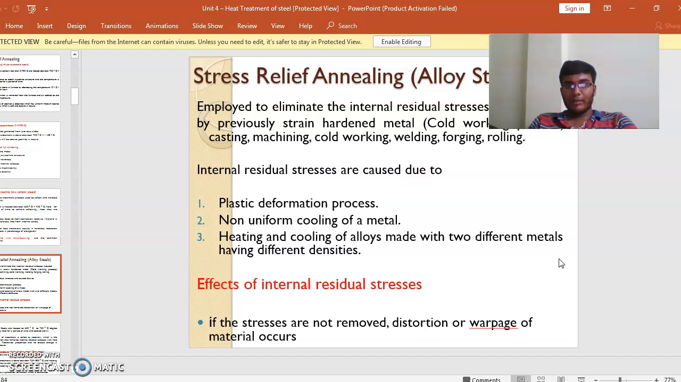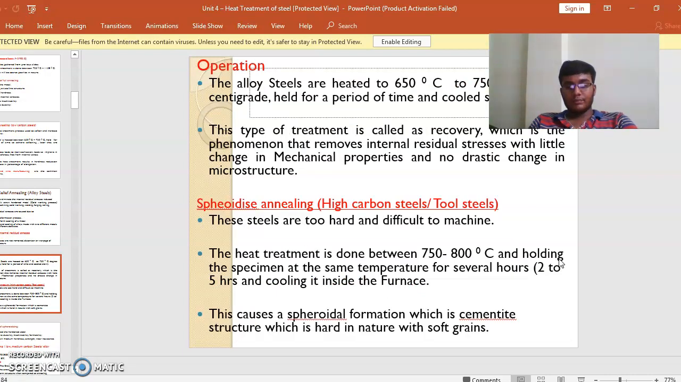The internal stresses of the metal can arise from plastic deformation, non-uniform cooling of the metal, and heating and cooling of alloys made with two different metals having different densities. Effects of internal residual stresses: if the stresses are not removed, distortion or warpage of the metal occurs. That is, warpage is nothing but the breakage of the metal. Operation that is performed during the stress relief annealing process.